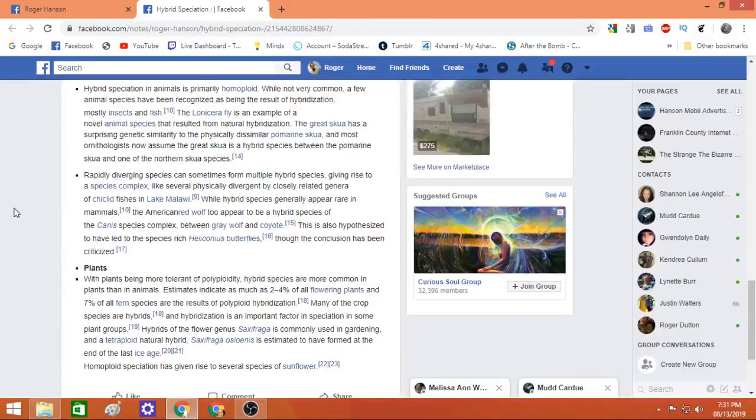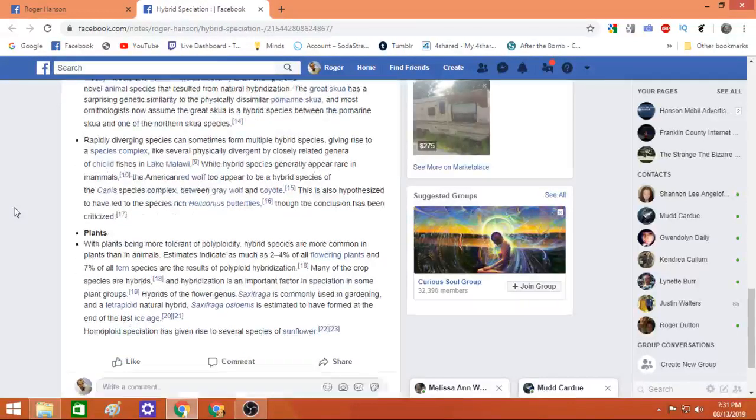The great Skua has a surprising genetic similarity to the physically dissimilar Pomeranian Skua, and most ornithologists now assume the great Skua is a hybrid species between the Pomeranian Skua and one of the northern Skua species.